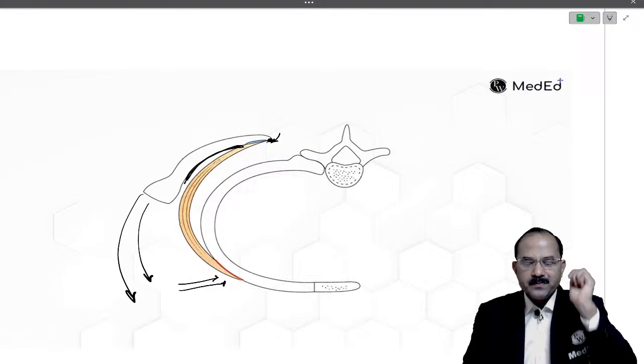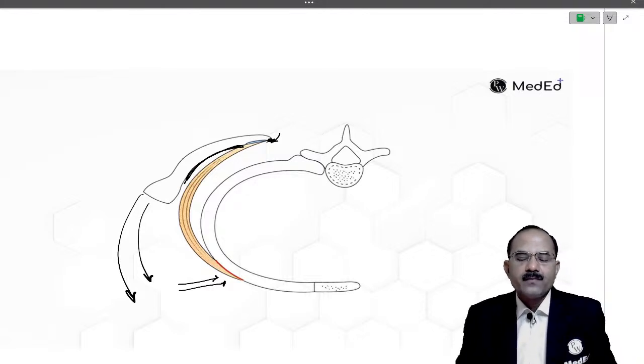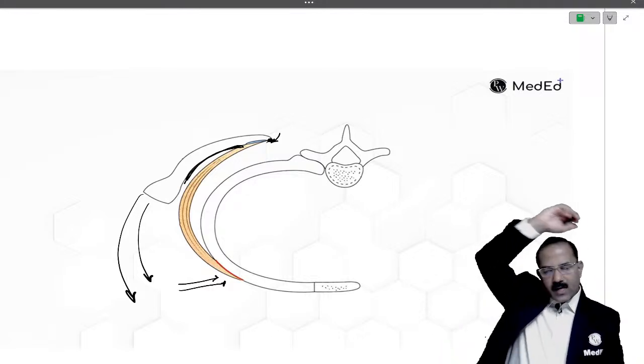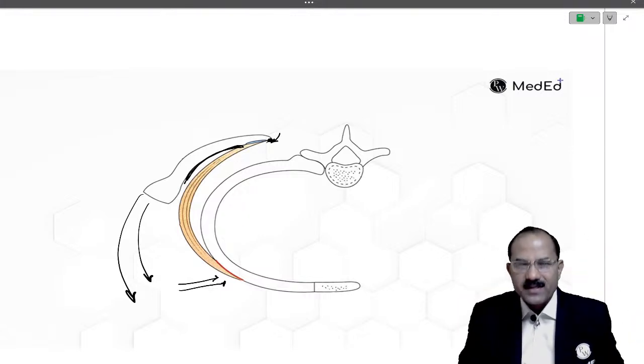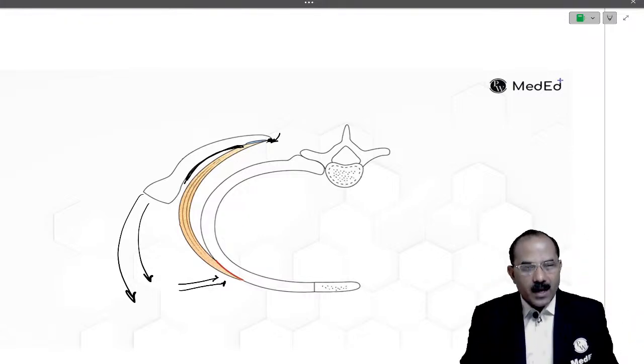That's protraction. Second, it also pulls the arm up. That is overhead abduction of arm along with trapezius. Yes, and the lateral rotation of scapula.